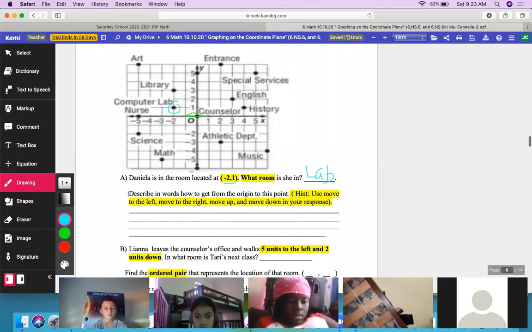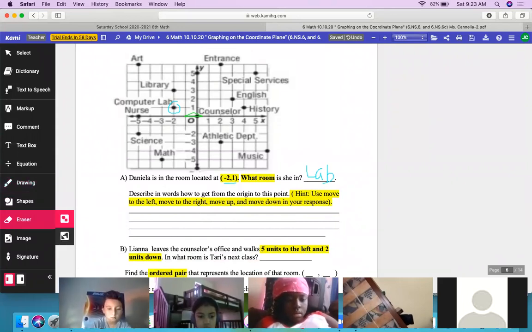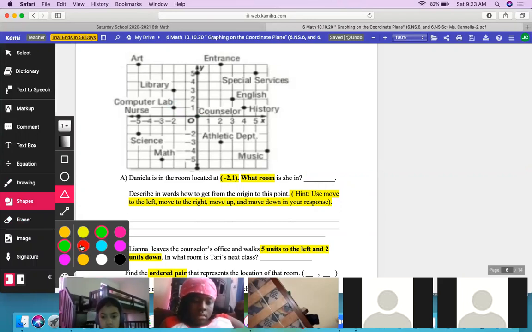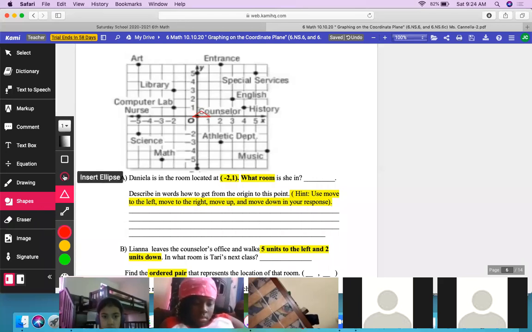All right, letter B would be Ian. Ian, I see you waiting patiently. I see that hand up. I didn't forget you. Ian, talk to me about letter B. Leanna leaves the counselor's office. So go find the counselor's office on here. Let's put it in red here. The counselor's office is here at the triangle. And she walks 5 units to the left. So if you're at 0, 0, the origin, you go 5 to the left. What number are you at now?